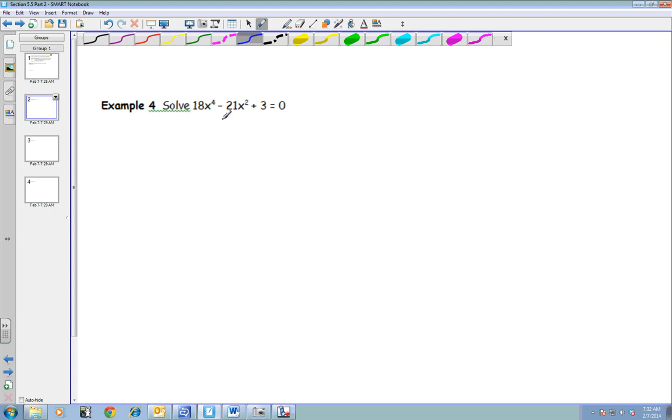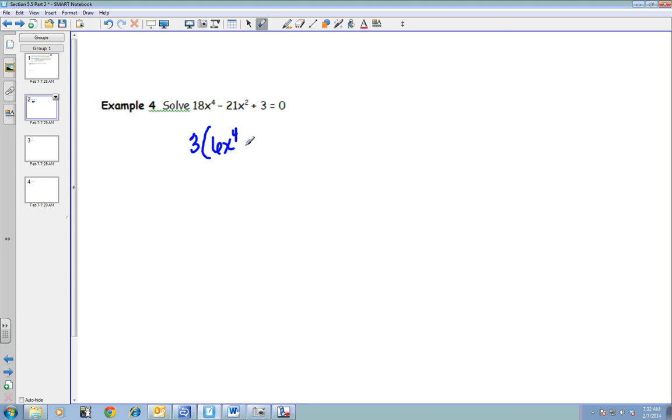So the very first thing we're going to do on example 4 is look and see, can I factor something out first? Between 18, 21, and 3, I can factor out a 3. So I'm going to factor out a 3, and I would have 6x to the 4th minus 7x squared plus 1 left. Now I need to factor this.